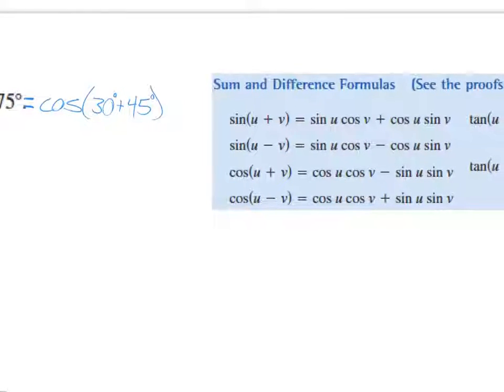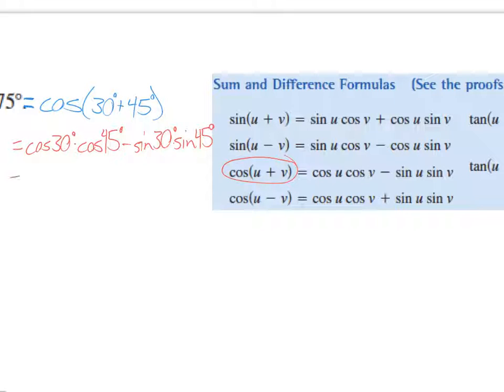So now we're going to use our formula, this formula right here. So we have cosine of 30 times cosine of 45 minus sine of 30 times sine of 45.